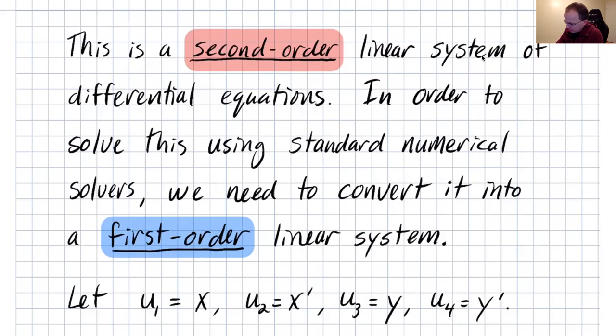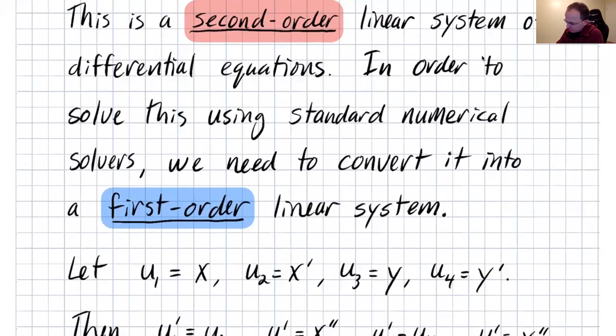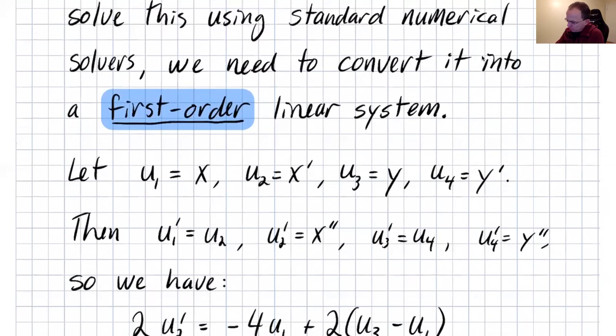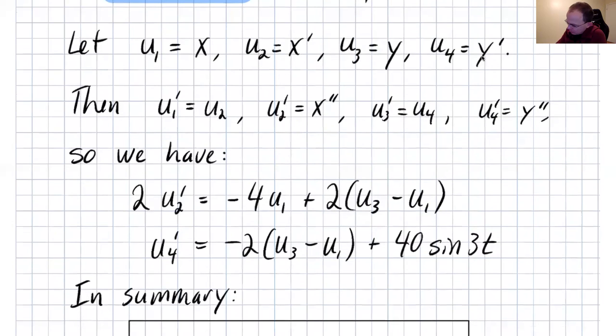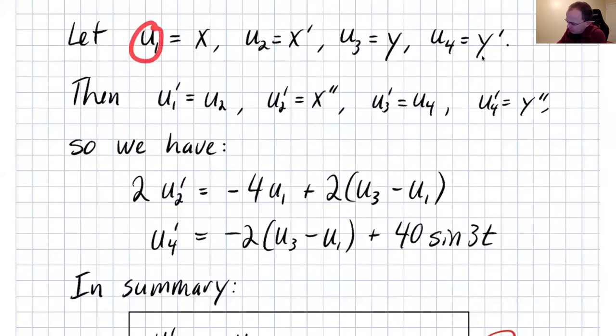So how does this work? What we do is we introduce some new variables. We'll introduce four variables, u1, u2, u3, and u4. We're going to let u1 equal x.